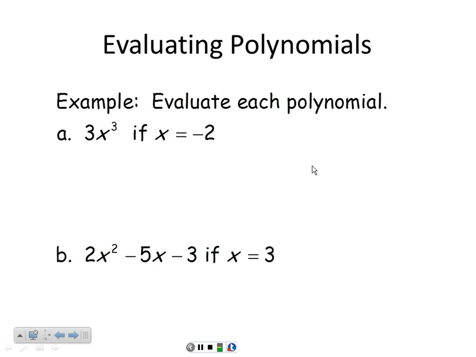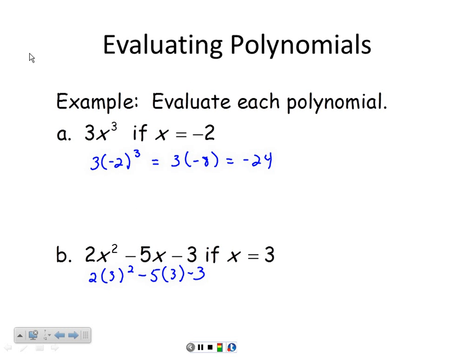Okay, one more time, let's evaluate. Again, we've been doing this since chapter 1. So to evaluate this polynomial, if we have 3 times negative 2 to the third power, remember, you're doing order of operations, so we've got to do the exponents first. Don't multiply and then do the exponents. So 3 times negative 2 to the third power is going to be 3 times negative 8, and so this is going to be negative 24.